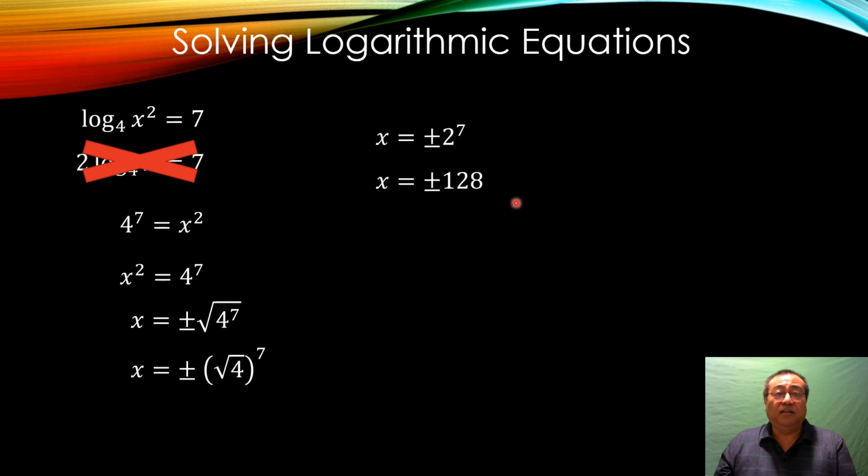All right, so both answers are acceptable. Usually, the answers we reject are the ones that make the inside of the log a negative value. But in this case, because it's being squared, both positive and negative are acceptable. And those are our answers.